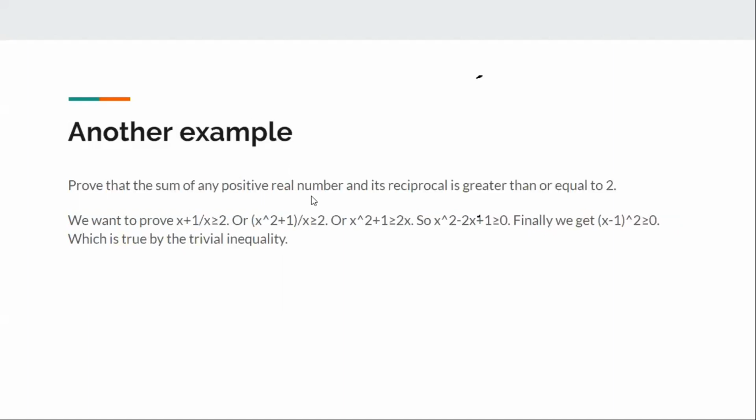Another example, prove that the sum of any positive real number and its reciprocal is greater than or equal to 2. Let there be some real number x. Then we want to prove x plus 1 over x is greater than or equal to 2, or (x squared plus 1) all over x is greater than or equal to 2, or x squared plus 1 is greater than or equal to 2x.